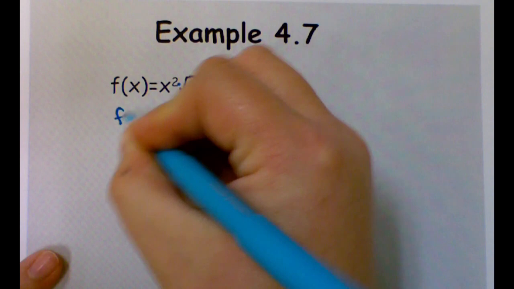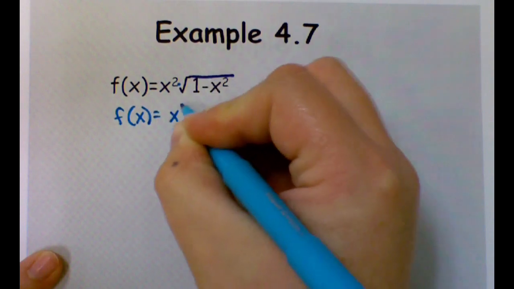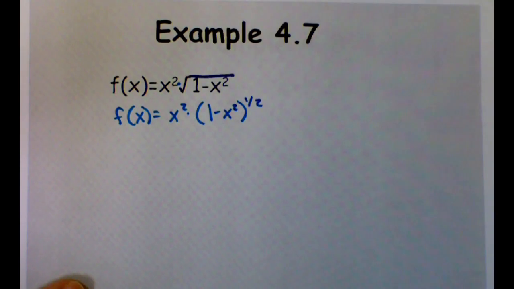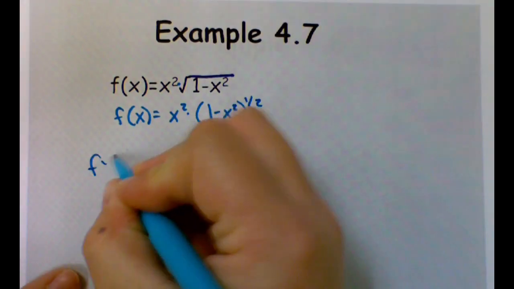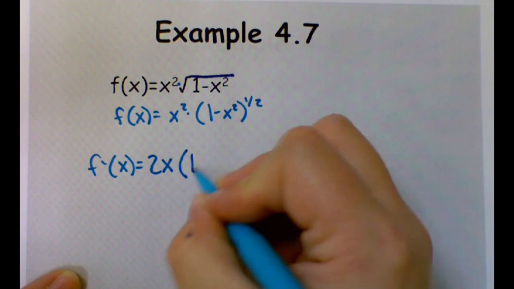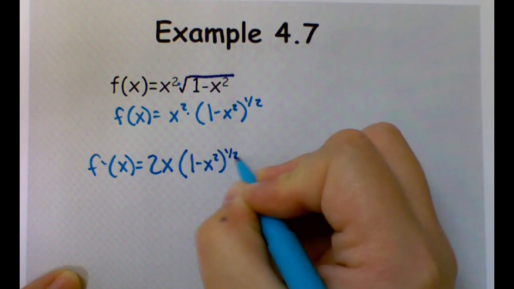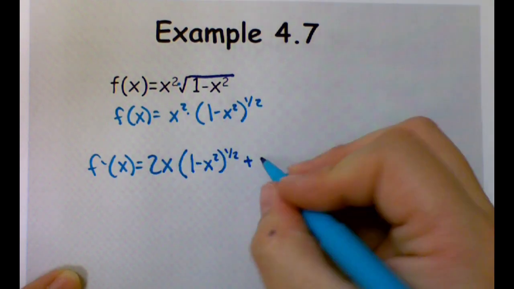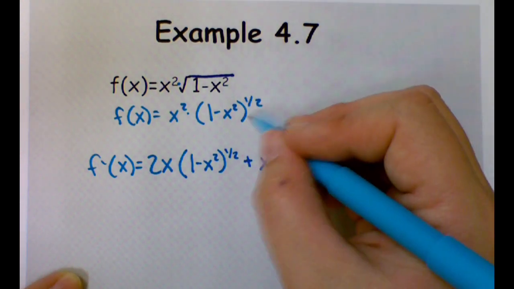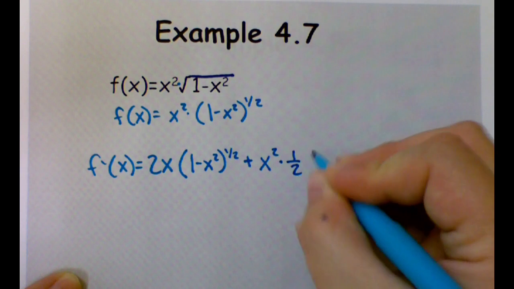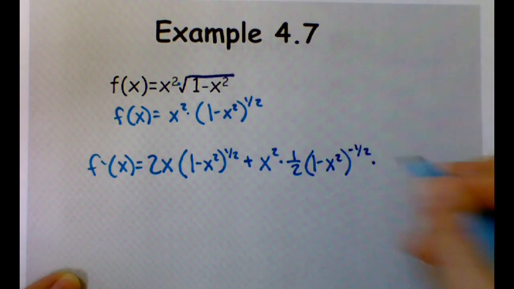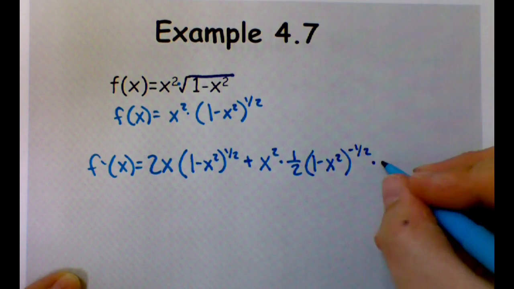I'm also going to rewrite my square root as a 1/2 power. So product rule, remember we take the derivative of the first, which would be 2x, times the second unchanged, plus the first unchanged, times the derivative of the second. For the second piece, we need the chain rule. We take the 1/2 down up front, keep the inside the same, subtract 1 from the power, times the derivative of the inside, which would be negative 2x.